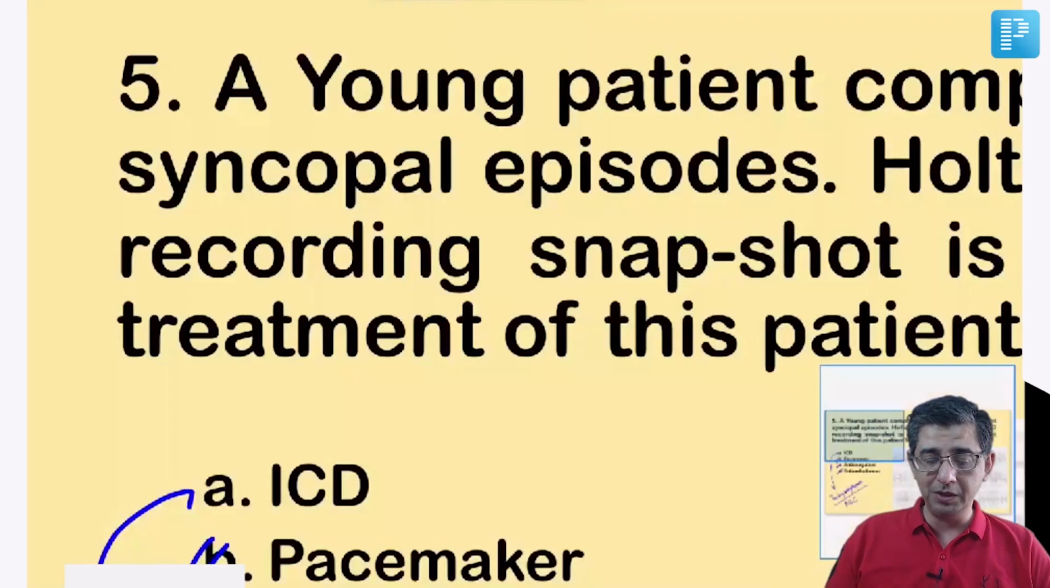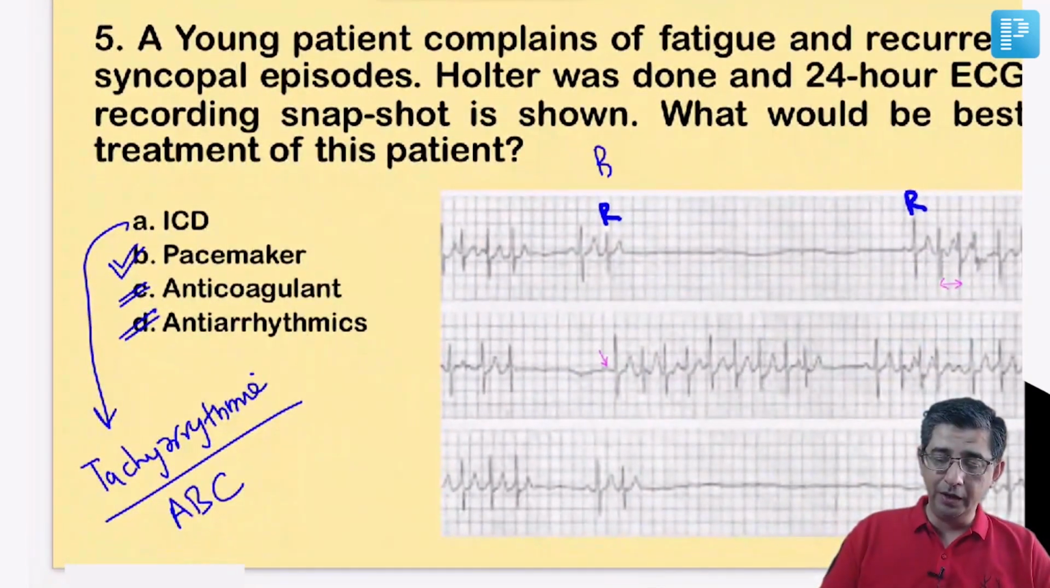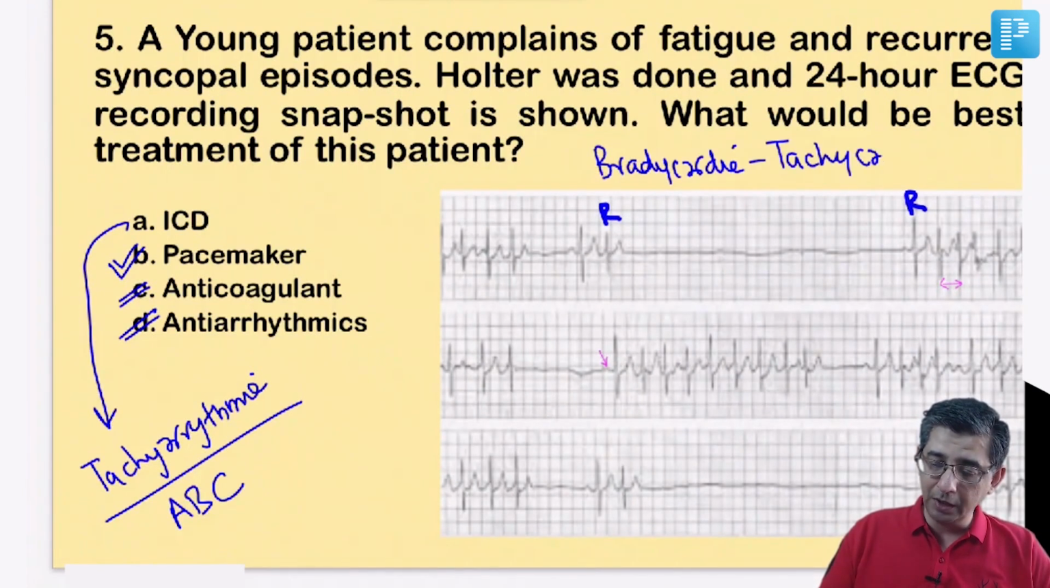Coming back to the question per se, I want to highlight that this ECG is of a condition called bradycardia tachycardia syndrome. And this could be a presentation of malfunction of the SA node of the patient.